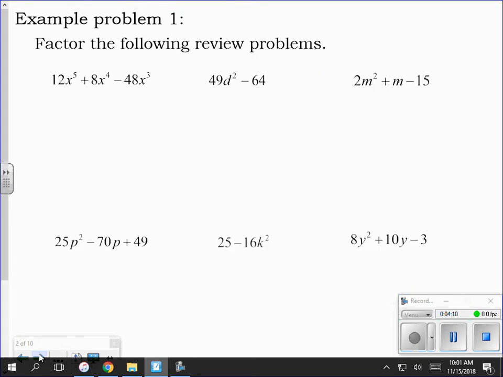Okay. Example problem number 1. Factor. These are all review problems. Get to it.